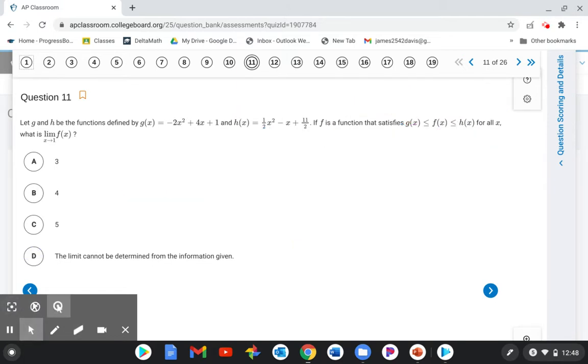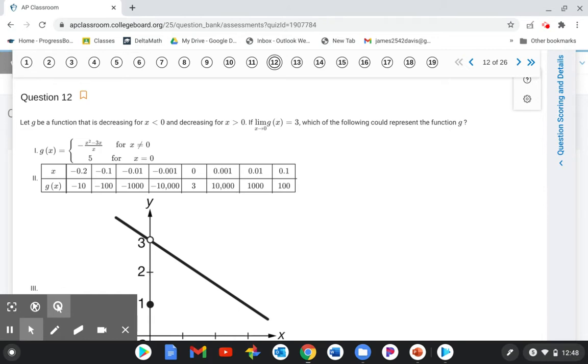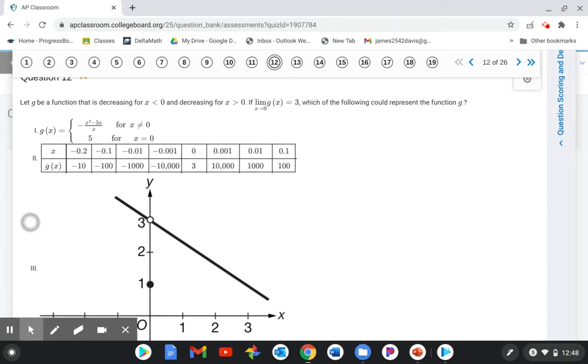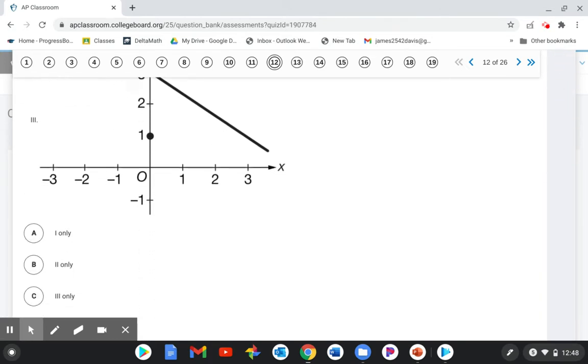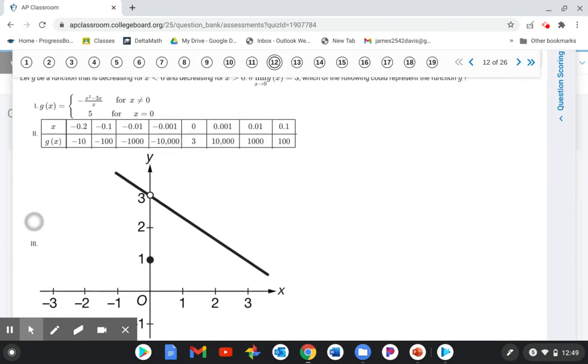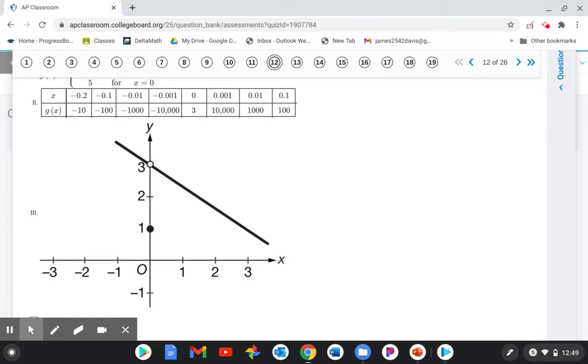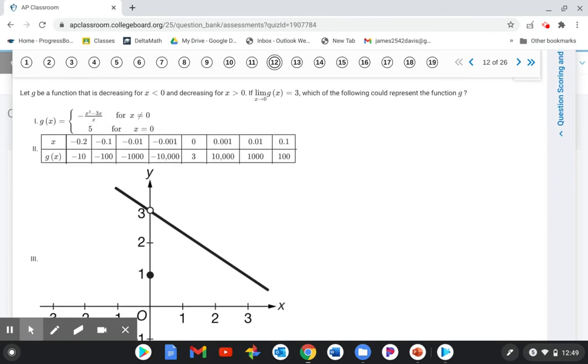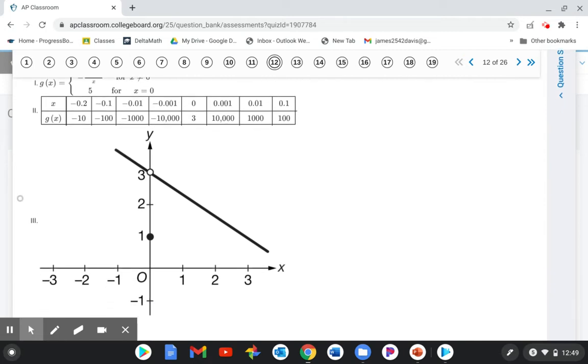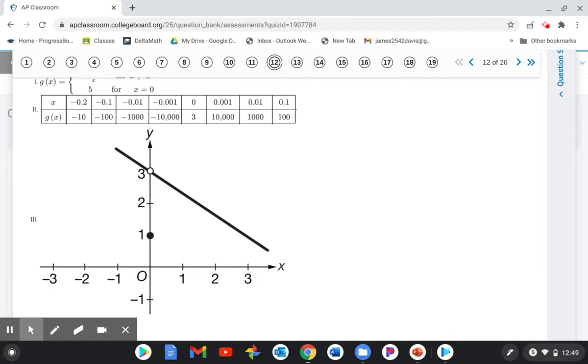Next question here. All right, so it looks like we've got a lot of stuff happening here. We've got 3 different ways of representing some sort of function. So we've got g of x as a piecewise function, we've got g of x as a table, and we've got g of x as a graph. So we're supposed to figure out which of these could actually be the case.